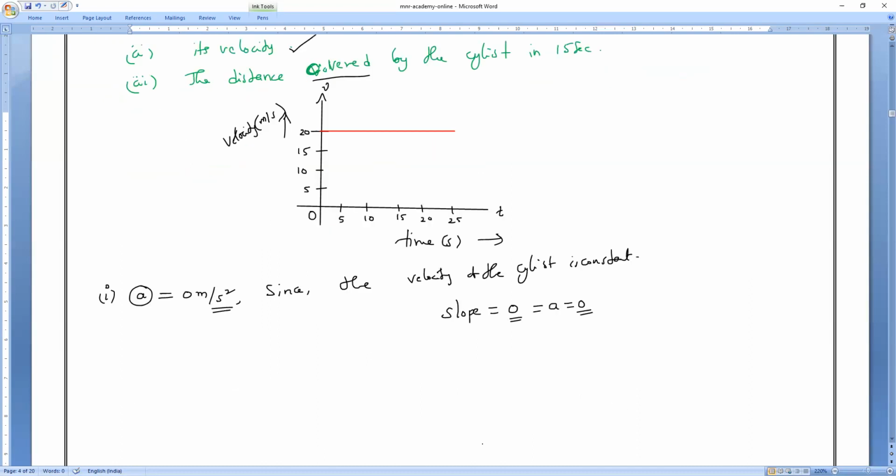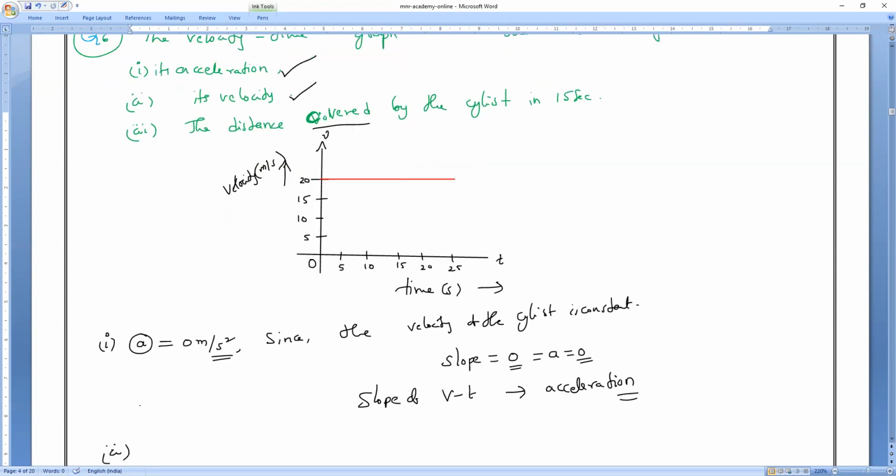All of you respond. Because we all know that the slope of a VT graph gives you what? The slope of a VT graph gives you acceleration. As we know here the slope is 0, so acceleration is also 0. Next, can you find the velocity? What is its velocity?